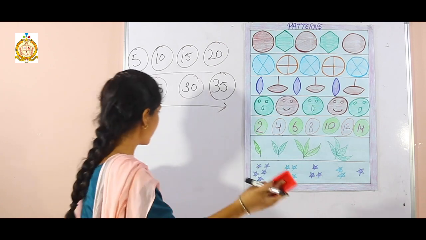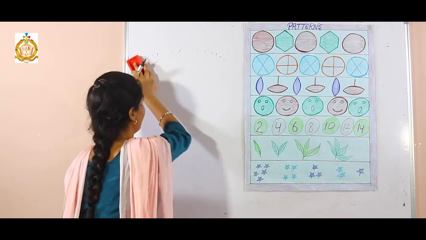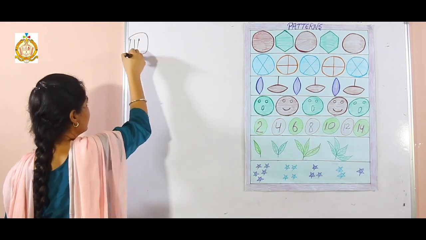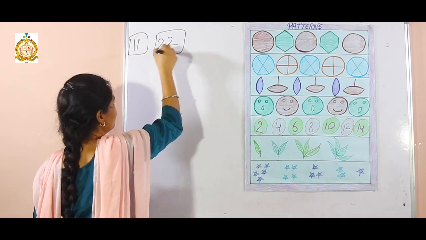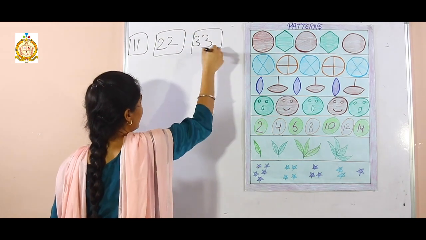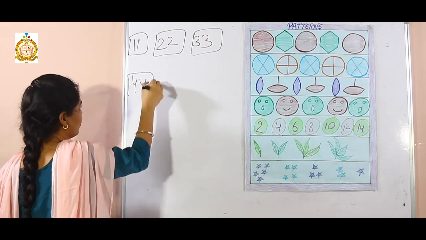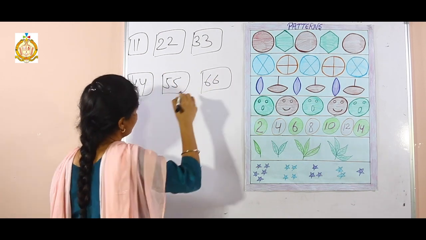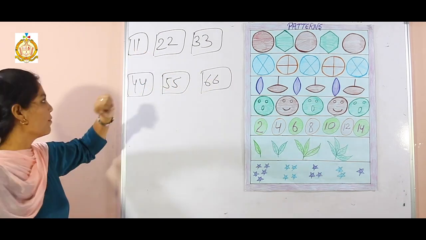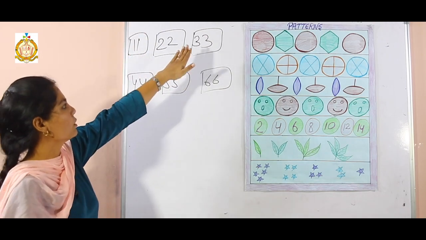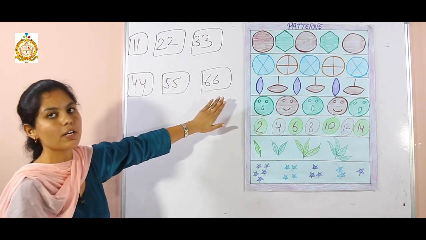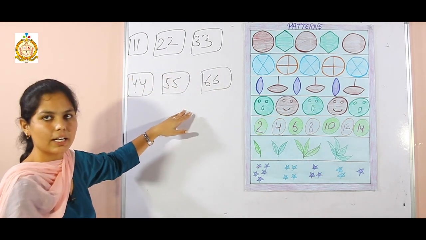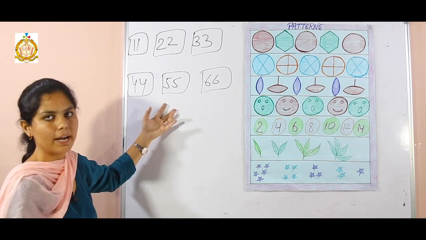See one more example. 11, 22, 33, 44, 55, 66. There is a difference of 11. The first one is 11, next 22, 33, 44, 55, 66. The difference between these numbers is the same and repeated. The difference is repeated, so this is a pattern.